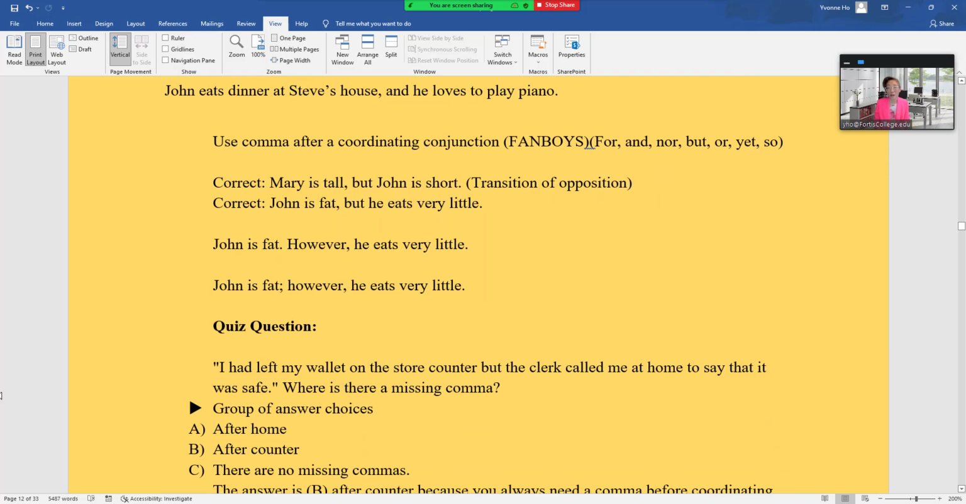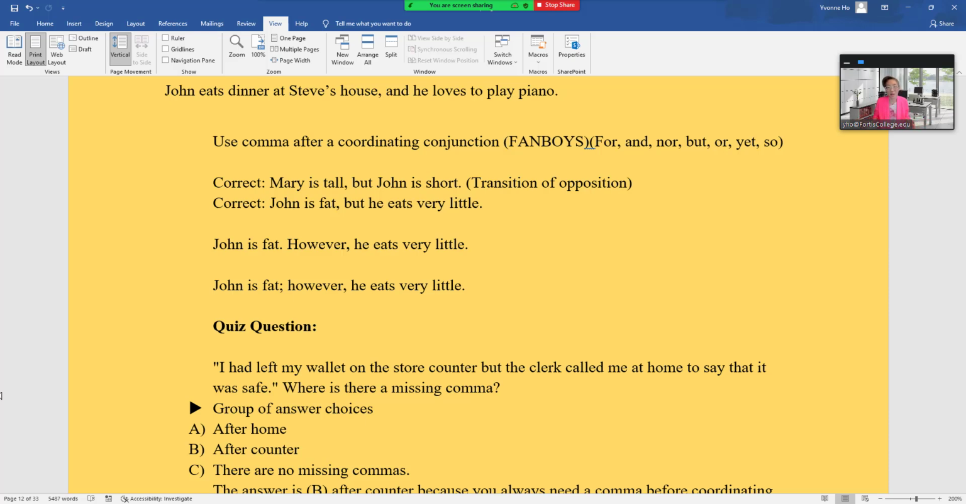Mary is tall, comma, but John is short. John is fat, but he eats very little. And so instead of saying but all the time, you can use a transition word of opposition. I use one of them, but there are so many transition words of opposition. So I suggest that you Google yourself a transition word list. On that list you will find at least 10 or 15 different ways to say but.